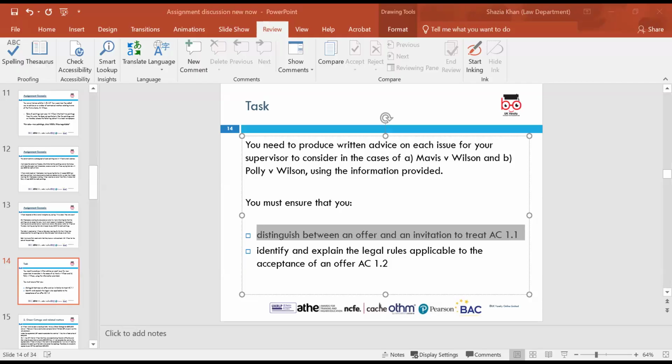What about you? What would you do for your task? What would you do? Would you first talk about A, Mavis and Wilson, and then B about Polly and Wilson? What would you need to do?